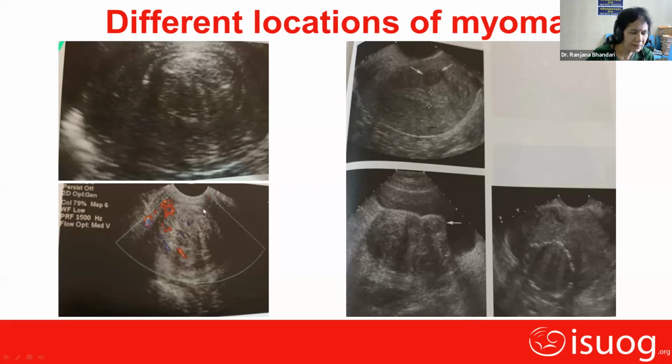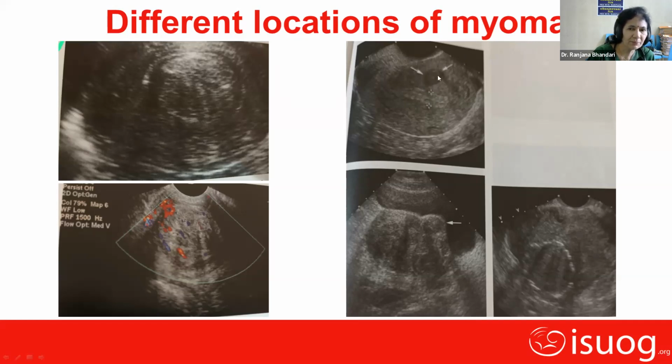Secondly, see, this submucous myoma, we will study again. This is another submucous myoma with vascularity shown by the circumferential vascularity. We will read again in the next slides. This is a type of intramural myoma. See, this is the endometrium, this is the serosal covering, and this is totally within the myometrium.